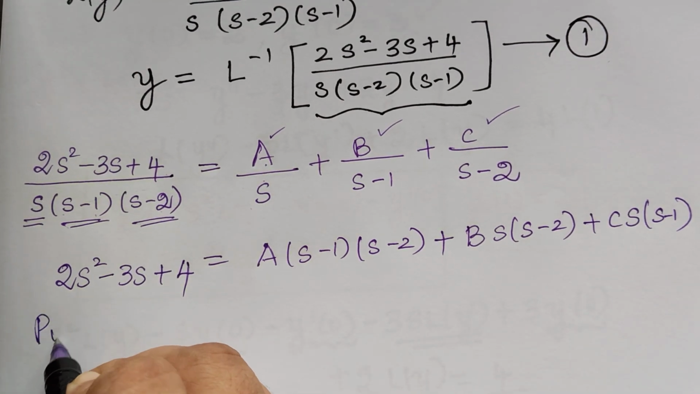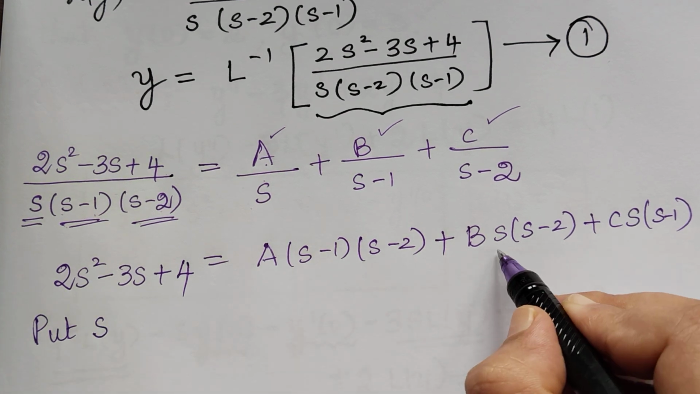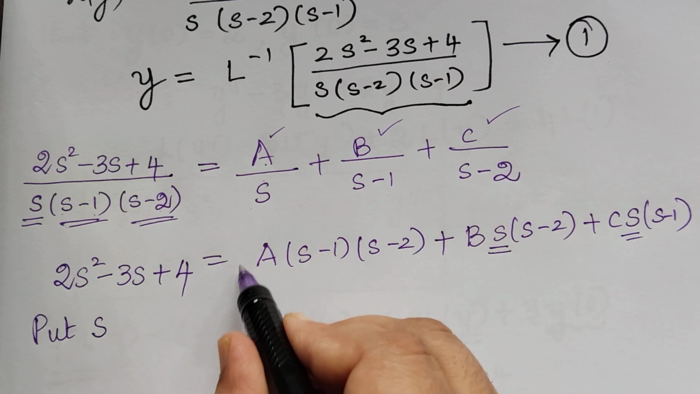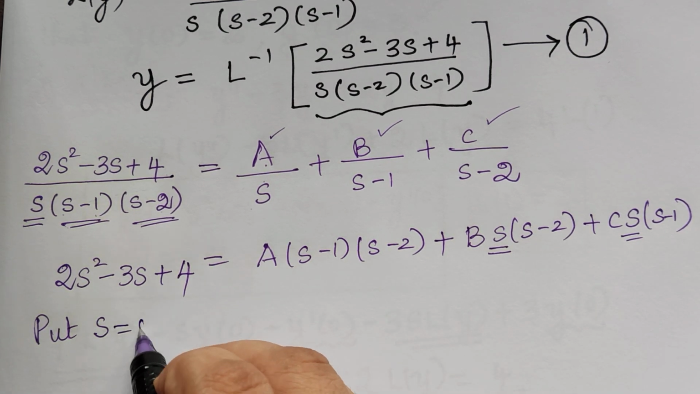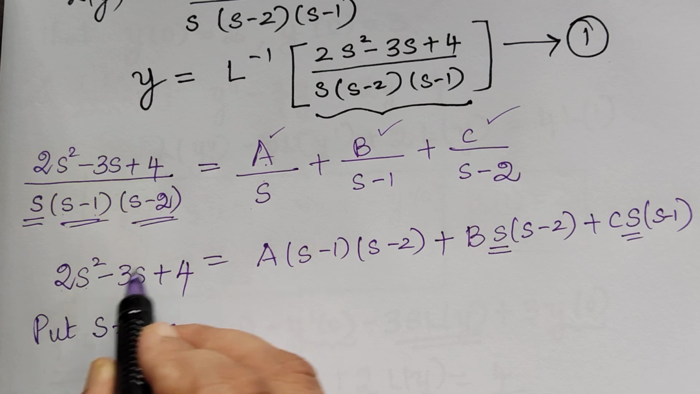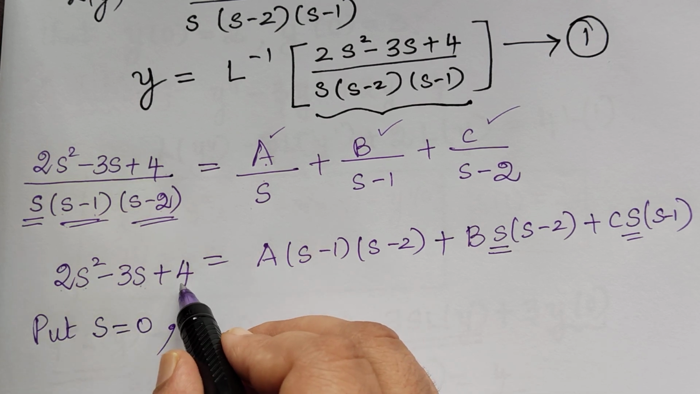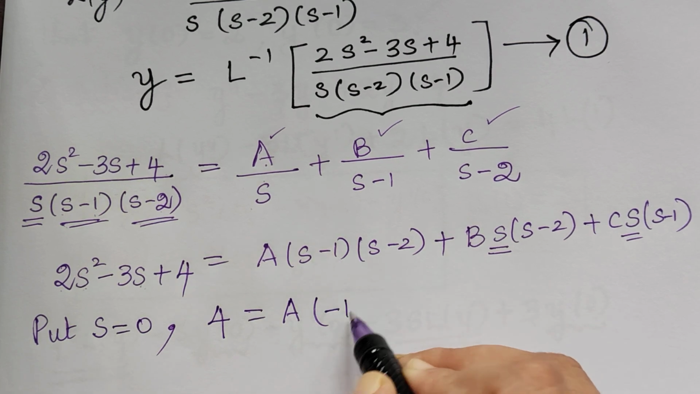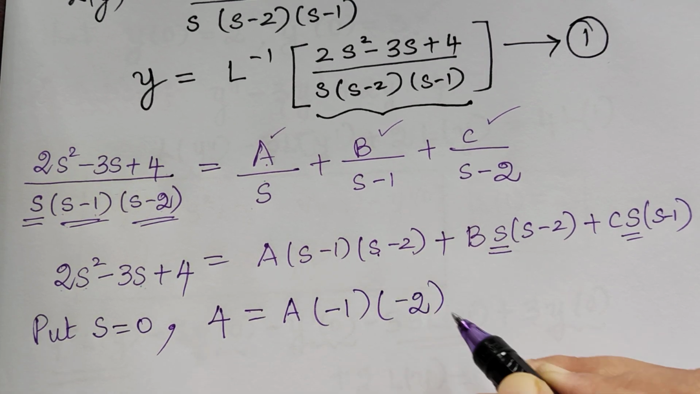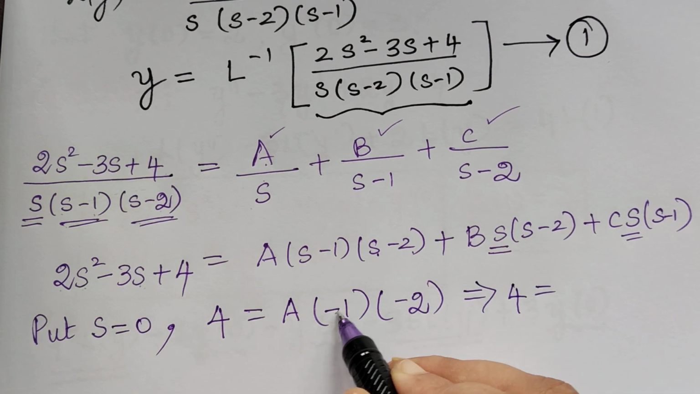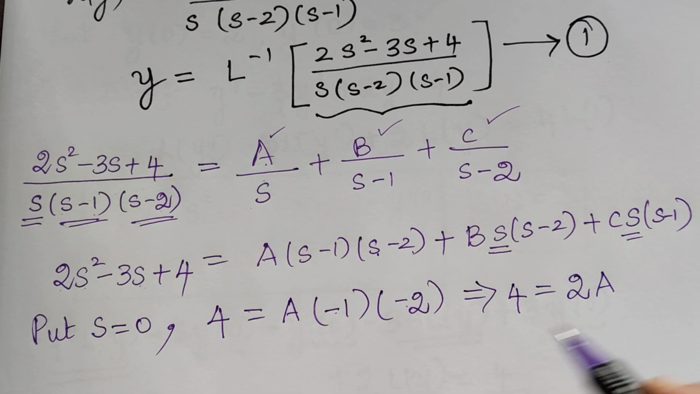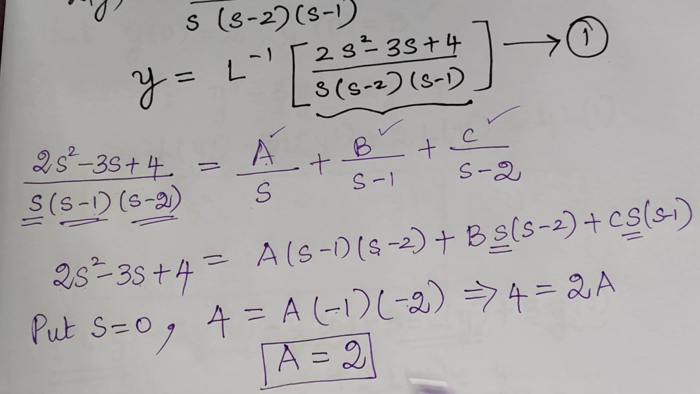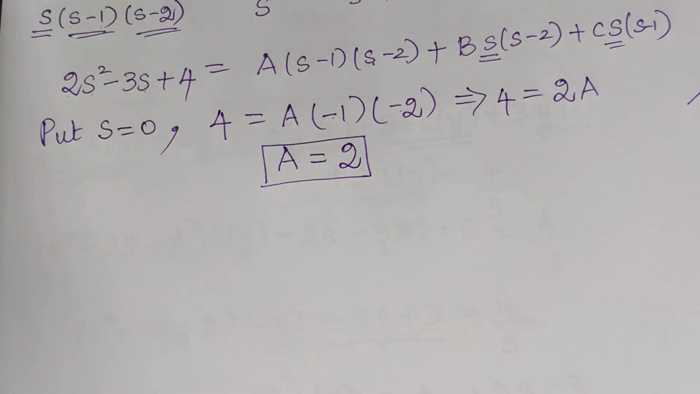So first we shall put s is equal to 0, because very simply if we put 0 here, it will become 0, here also it will become 0. Easily we can find the value of a. So if you put s as 0, 2 multiplied with 0 is 0, 3 multiplied with 0 is 0. So we have only 4 on the left hand side, is equal to a multiplied with 0 minus 1, so minus 1, 0 minus 2, so minus 2. So from this, 4 is equal to, minus into minus becomes plus, 2a. So what will be the value of a? It will be 4 by 2, which is equal to 2. So the value of a is 2. So we have obtained the value of a.